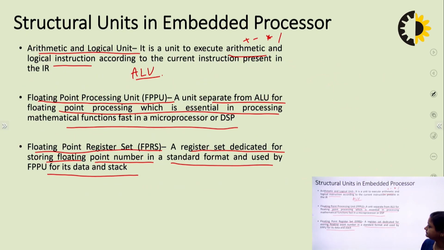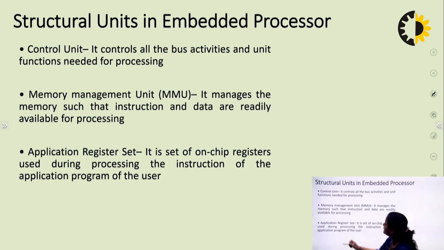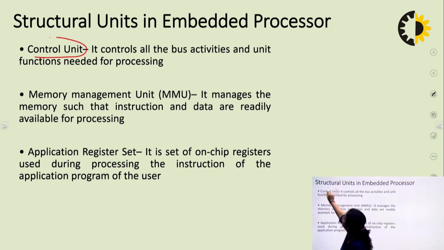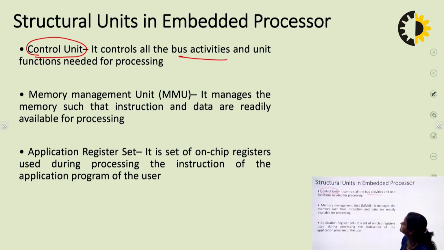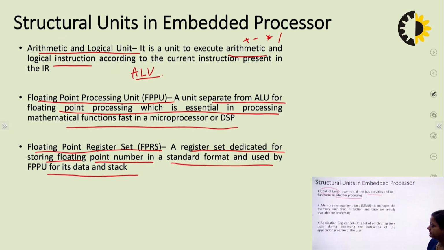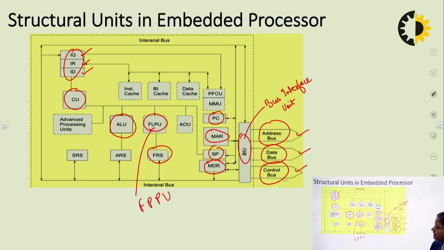Then we have the control unit. It must have been drawn with a solid line because it is a bare minimum requirement of a processor. It has to be there in every processor. It controls all the bus activities, सारी की सारी आपकी bus activities, and unit functions needed for processing. The main control unit. We can check it in the diagram. This is the control unit associated with the instruction queue, instruction register and instruction decoder, because these registers have to pass the instructions after decoding to the CU, control unit, for further execution.